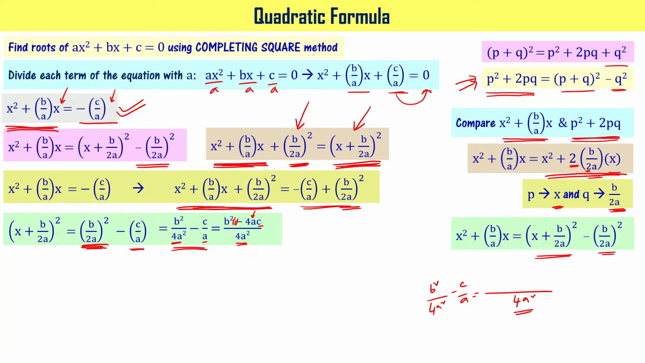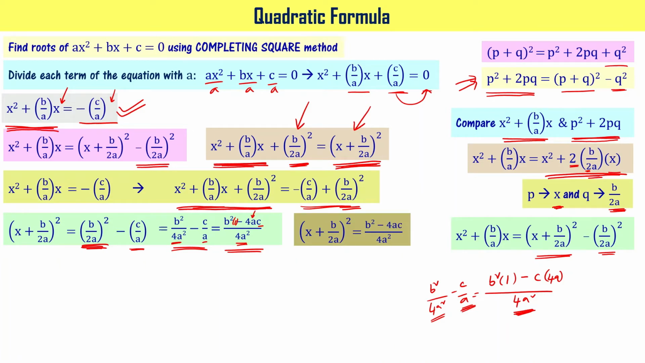Now divide, let me write b square first here and divide this 4a square with this 4a square. So I have 1 here. Now let me write the minus sign as is. Now divide 4a square with, let me write c as is, and 4a square to be divided with a. Then I will be having 4a, right? That's why I have written b square minus 4ac by 4a square here. Got it?